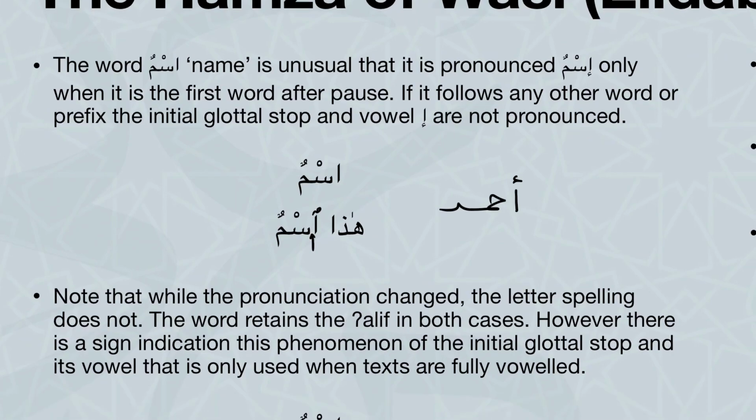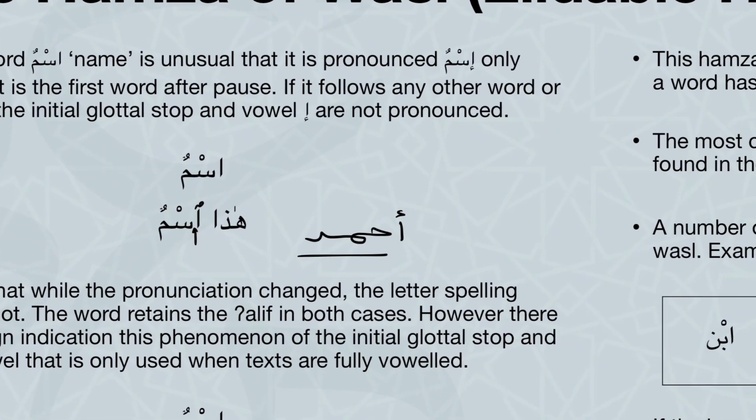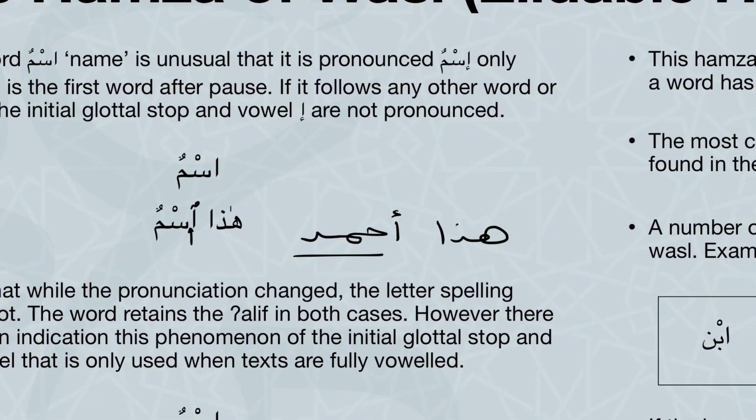Let me write it in a way that is more clear. Ahmad. If Ahmad is the first word I would pronounce in a sentence, I would say Ahmad, Ahmad. But if I write هذا, I don't say هذا Ahmad without the hamza. No, I say هذا أحمد, and this hamza will always be pronounced, and we call this the hamza of qata', the hamza of disjunction. We do not join anything. We cut. Compare هذا أحمد and compare هذا اسم.